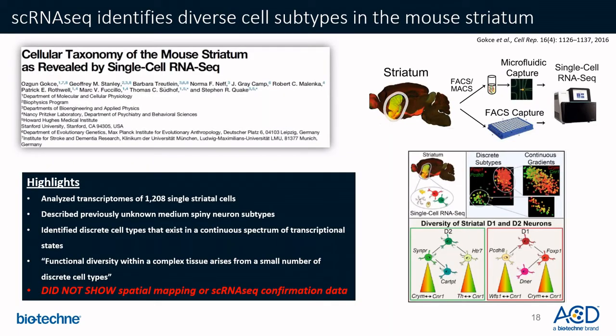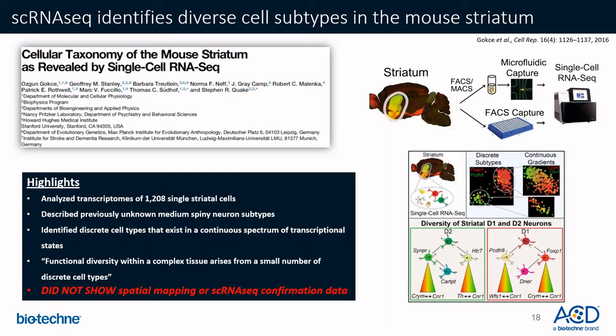So to show the application of this particular technology, we utilize this paper that came out of Stanford University by Gopsha and his fellow researchers that was published in Cell Reports in 2016, where they identified novel cell types of D1 and D2 striatal medium spiny neurons, or MSNs, by analyzing 1,200 striatal cells using single cell RNA sequencing. So this is the workflow application, right?